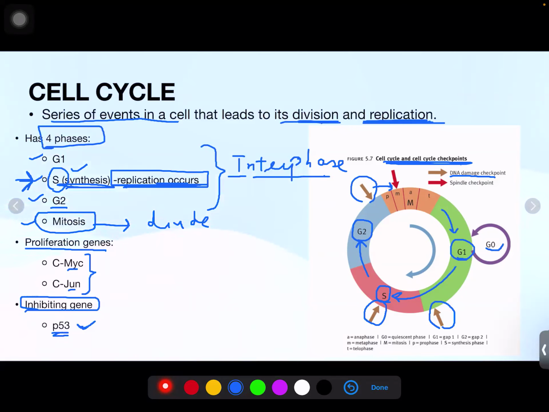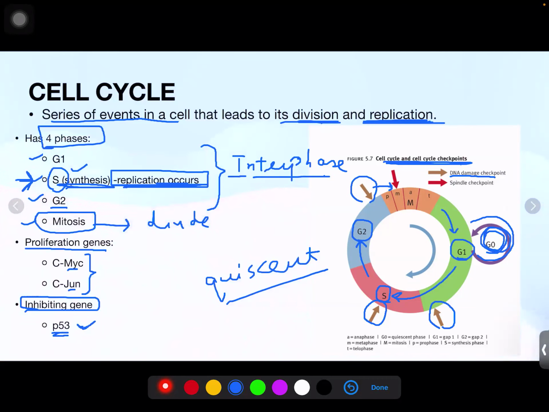And you see, this is a G0 phase as well. What is G0? It is called a quiescent phase. Quiescent means a resting phase. Those cells which are not dividing, like the nerve cells, are not going to divide and are not going to increase in number. So these cells enter into the G0 phase and rest. So these two MCQs are very important.